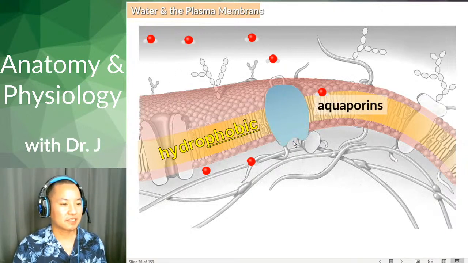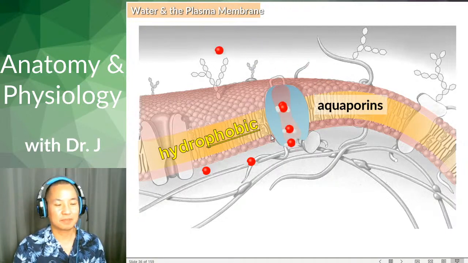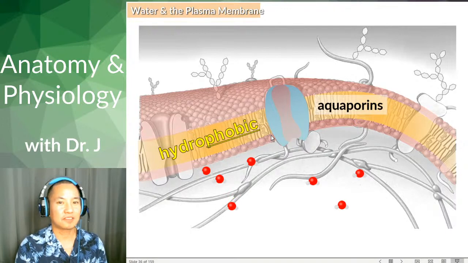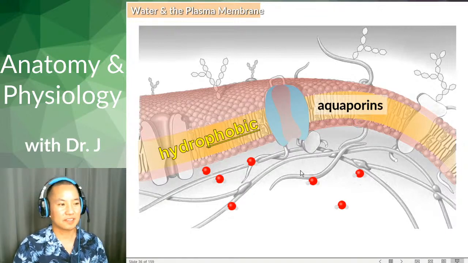But there are also special proteins called aquaporins, and I think this is what's showing in this picture. Aquaporins: aqua referring to water, porins sounding like pore. A pore is basically some sort of hole in the structure, so here's a hole that allows water to go through. Especially in the kidney, aquaporins are found all over the place. So even though water has a hard time getting through the hydrophobic core of the plasma membrane itself, when you open all of these little channels, water can also flow through this way.